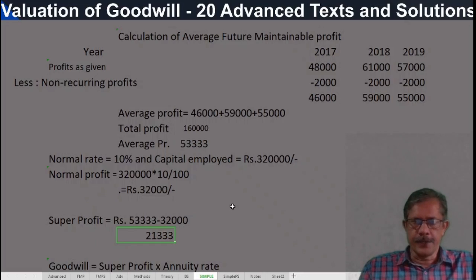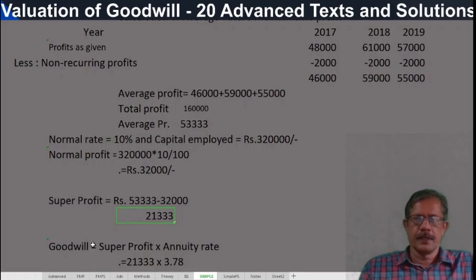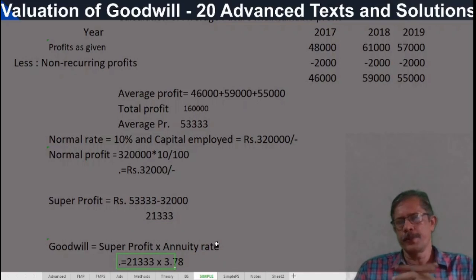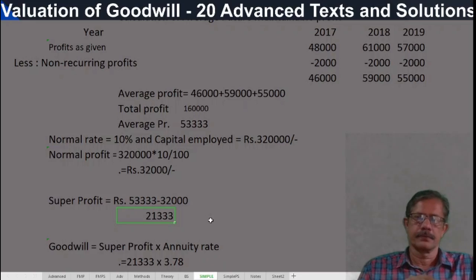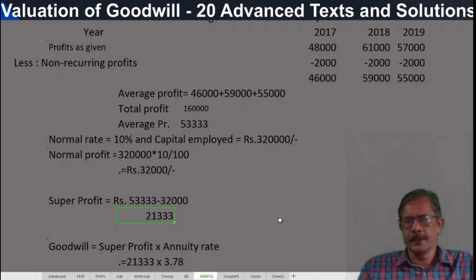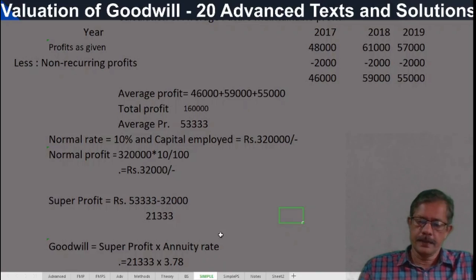So goodwill under the annuity method, what is that? Super profit into the annuity rate given in the question. 21,333 into 3.78. Under the 2 years purchase method, 21,333 into 2 years, 41,666. Capitalization method, 21,333 by 10 into 100. Okay.